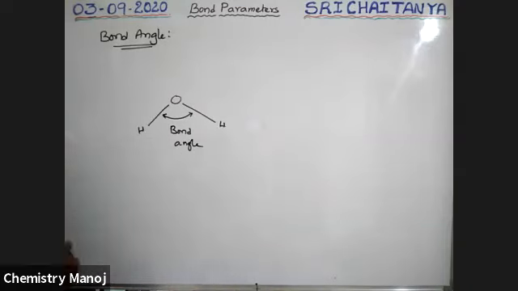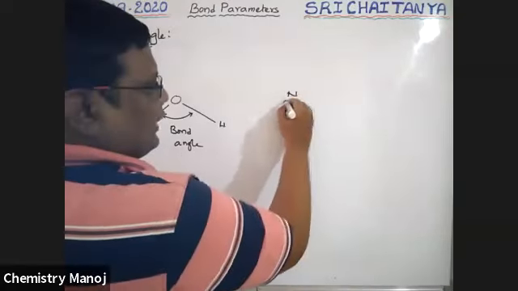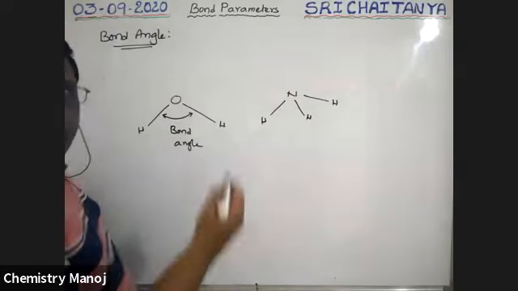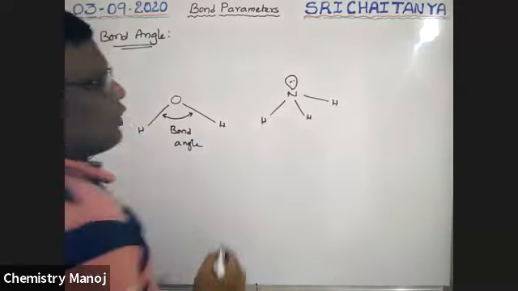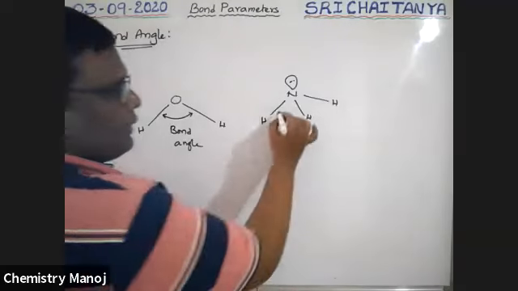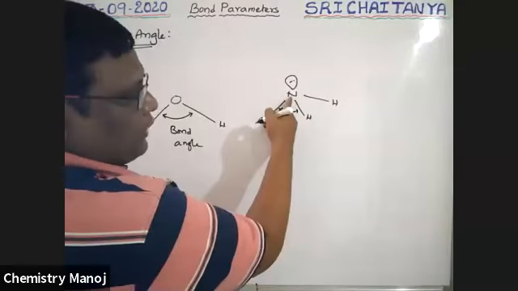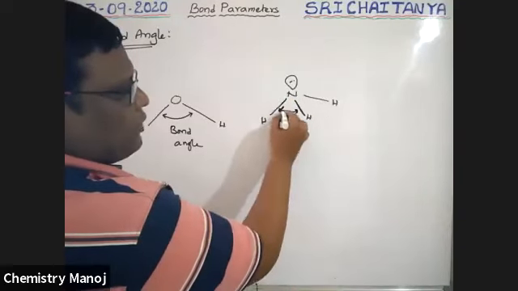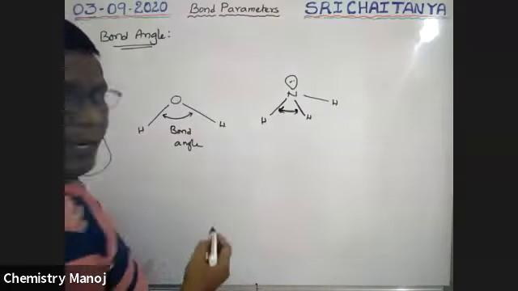Just like ammonia, NH3. This is NH3, boys. It has a pyramidal shape. Nitrogen has a lone pair. Here we only consider the bond angle at the central atom. So this is one bond, this is one bond. The angle between two bonds is called the bond angle.